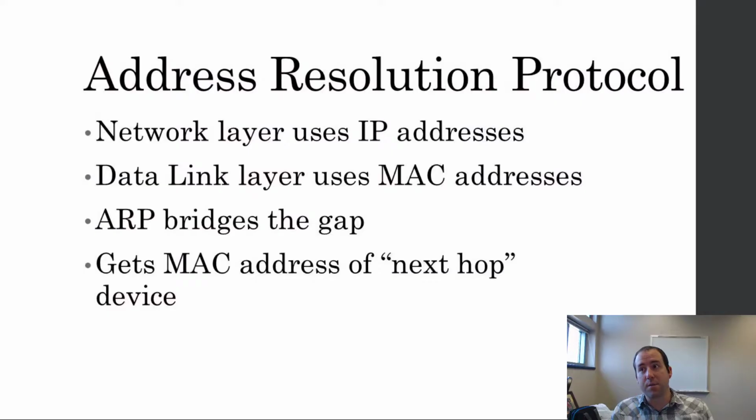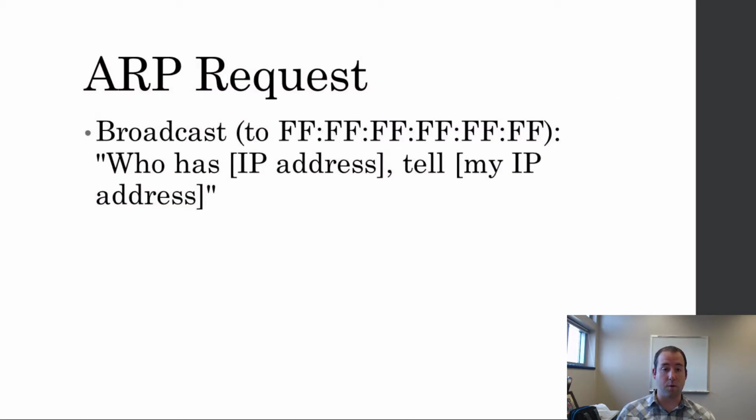Now, if we were sending something directly within our network, the next hop would be the device that I want to talk to. ARP would get us the MAC address of the device I want to talk to inside my local network as well. And the way it does this is through the first step, an ARP request. And this is a broadcast message to a broadcast MAC address, which is FF:FF:FF:FF:FF:FF.